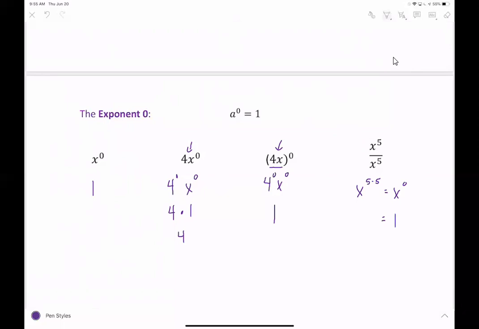Kind of to go back, this is why the rule works when you think of 0. Remember, in division, anything divided by itself is always equal to 1. So x to the 5th divided by x to the 5th is 1. But showing you this shows you why x to the 0 power comes out as 1.